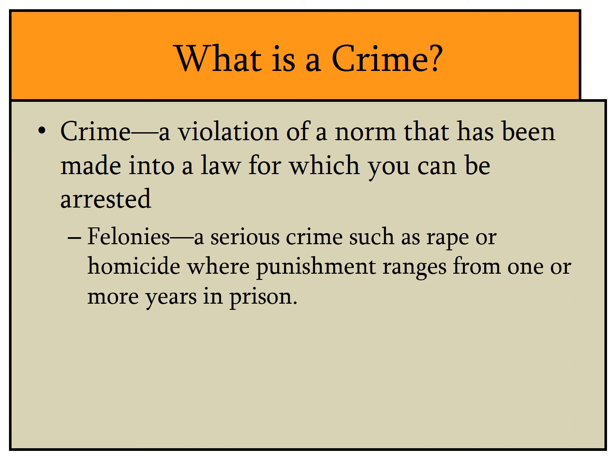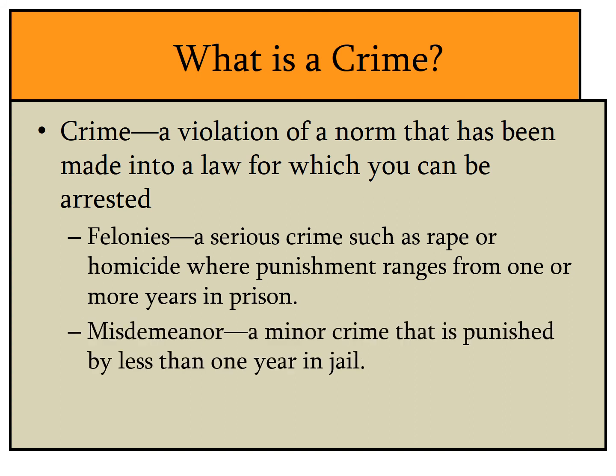Now, there are two general types of crime: felonies. These are serious crimes such as rape and homicide, where punishment ranges from one or more years in prison. A misdemeanor is a minor crime that is punishable by less than one year in jail. Right? So these are two types of crime: felonies and misdemeanors.